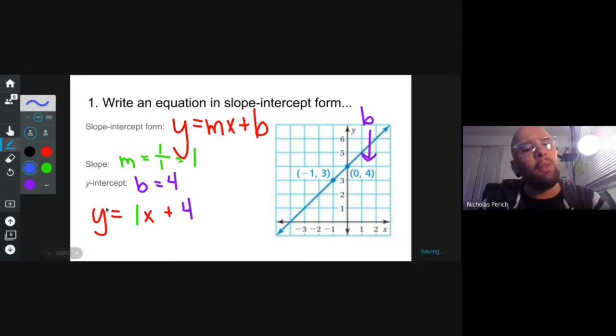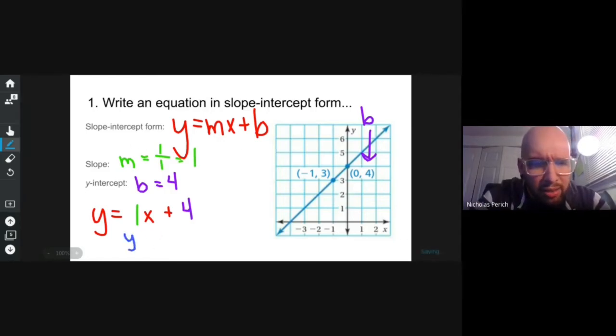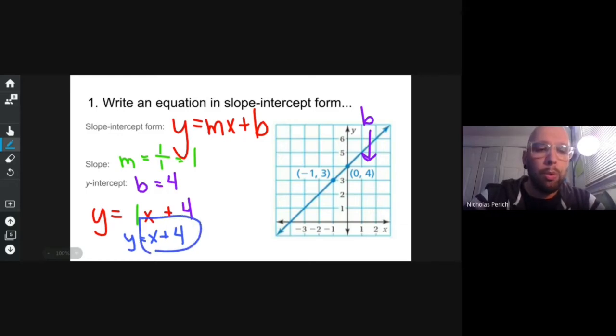Now that looks a little sloppy, all these different colors. I'm just going to rewrite it out and get rid of something. Y equals 1x. I could just put y equals x plus 4. That's my equation. Done.